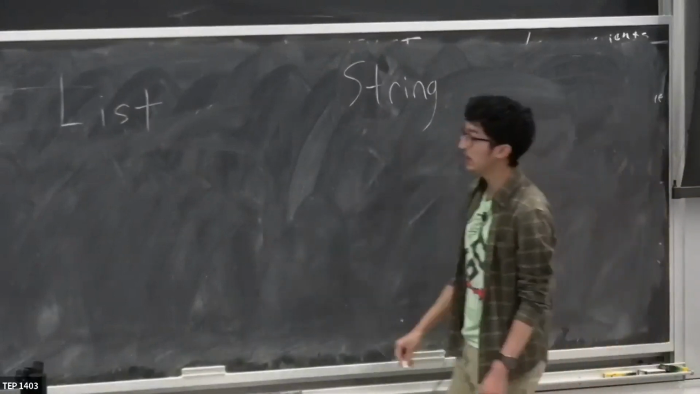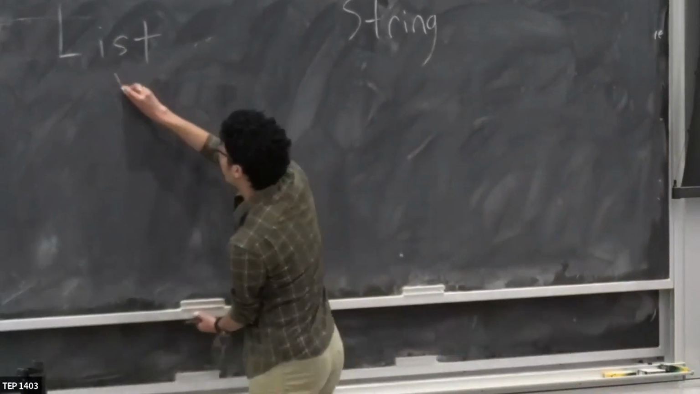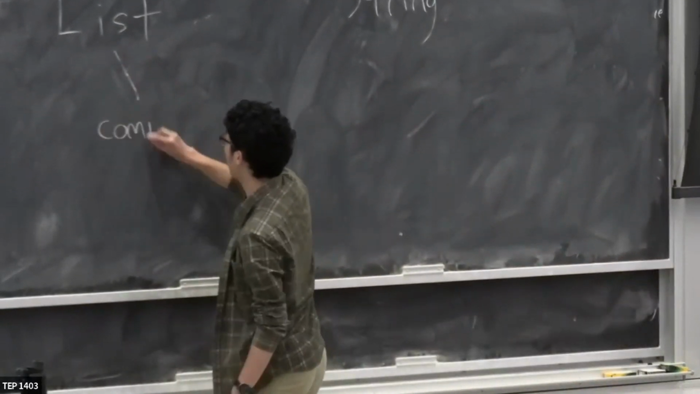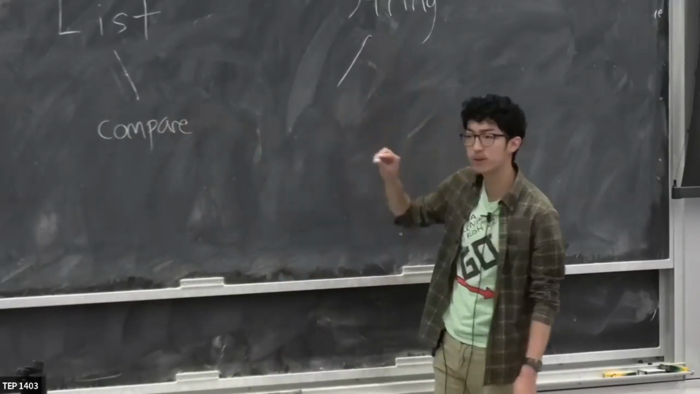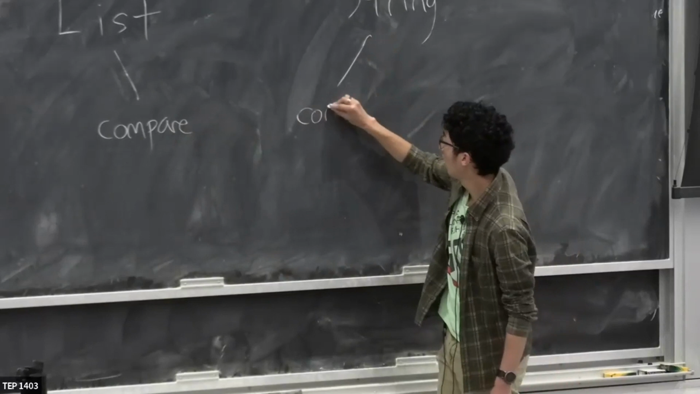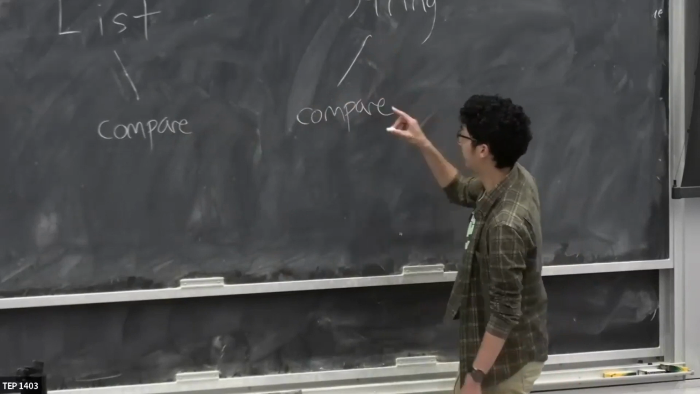What does that mean? It means that for list, there is a list.compare, right? Wait, yes, there's a list.compare. And then also there's a string.compare, right? I'm sure that many of you have run into this one.